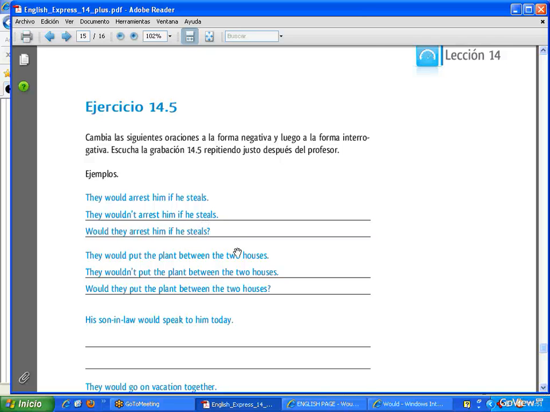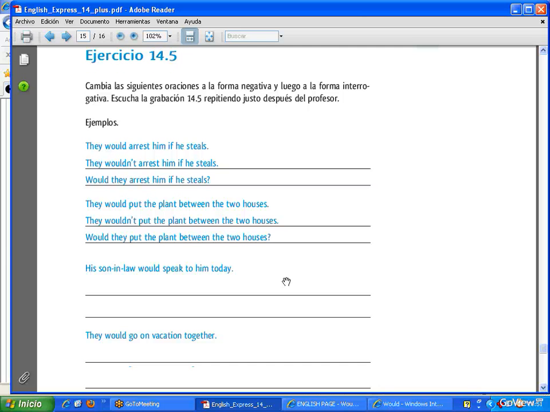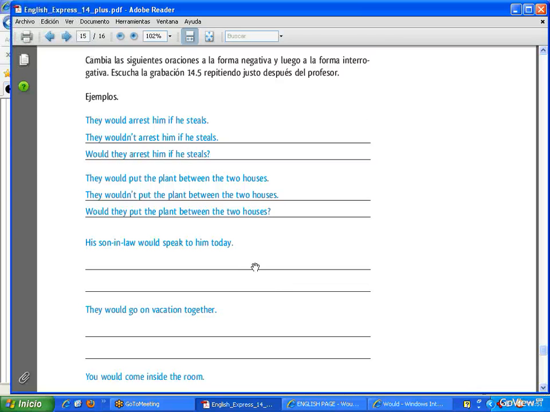They would go on vacation together in the pasado. They were friends. They would go on vacation together. Okay? They wouldn't go on vacation together. Would they? Would they go on vacation together? Okay? So you can do this exercise. Learn all the different forms. Let's have a look at the last two.